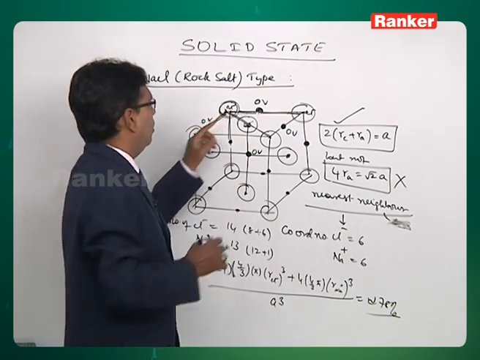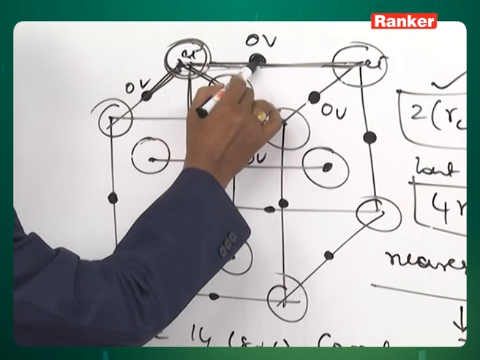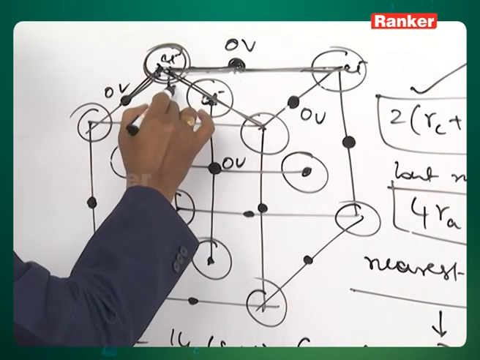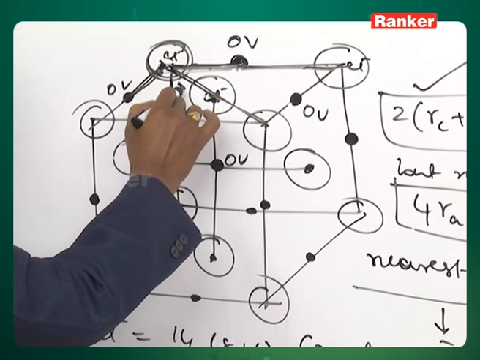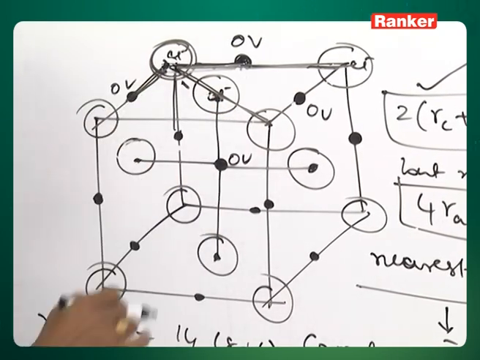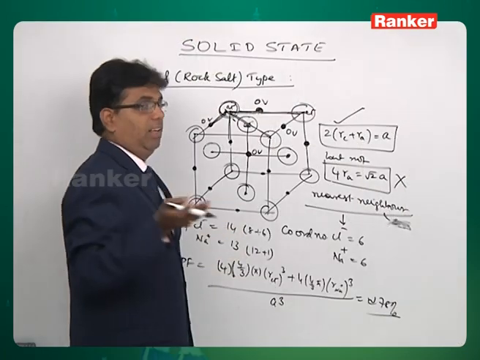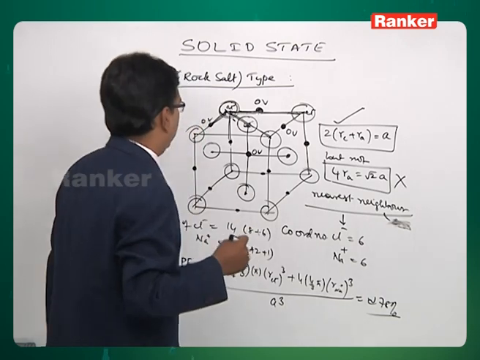One chloride ion, this is the nearest neighbor because they both are in contact, but these two are not in contact. There is a gap in between, right. So, how many such chloride ions can you have surrounding this particular chloride ion? You can have 8. What is the third nearest neighbor?